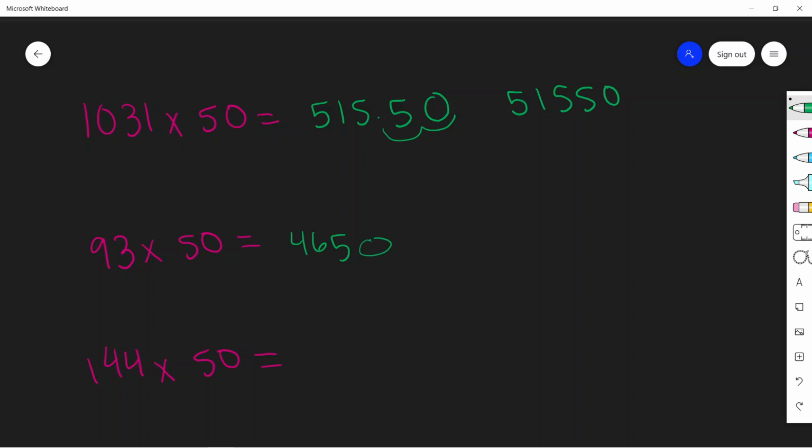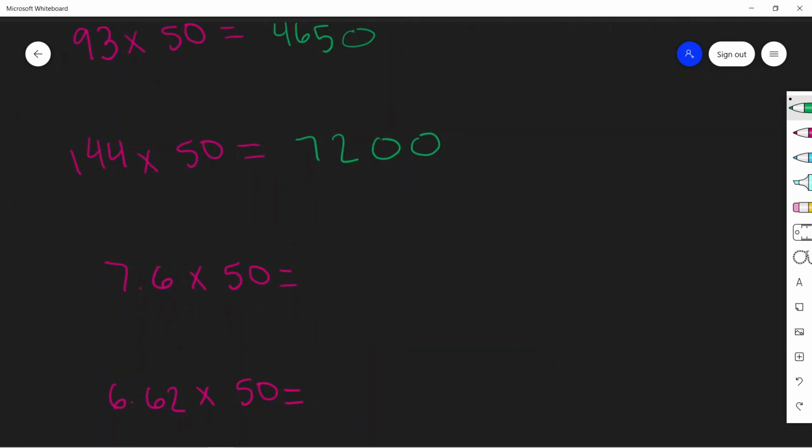Same thing with 144 times 50. So you do 144 divided by 2, sorry, it would give you 72, and then you move the decimal point twice to the right, or multiply it by 100, which gives you 7,200 as your final answer.